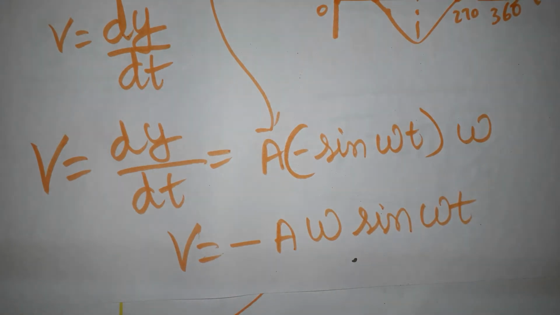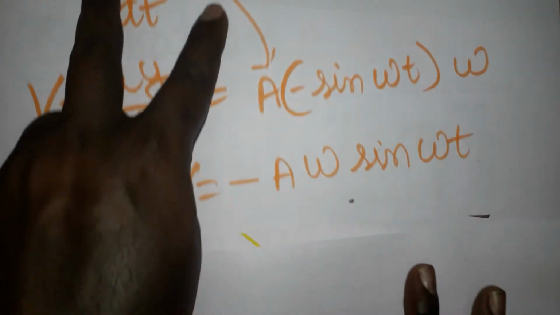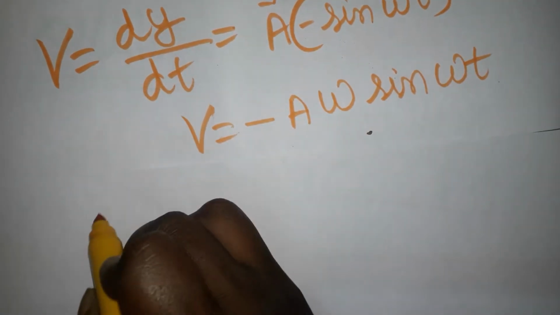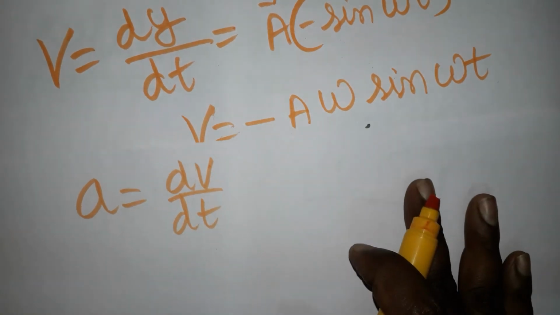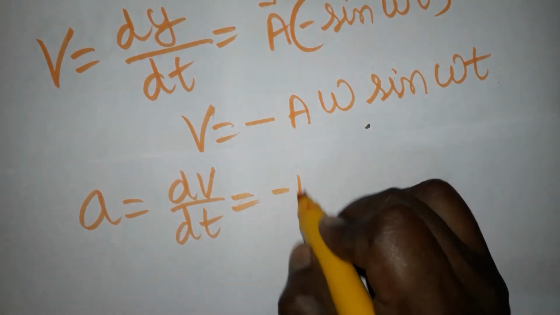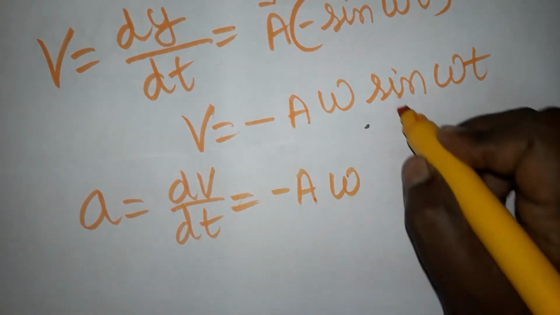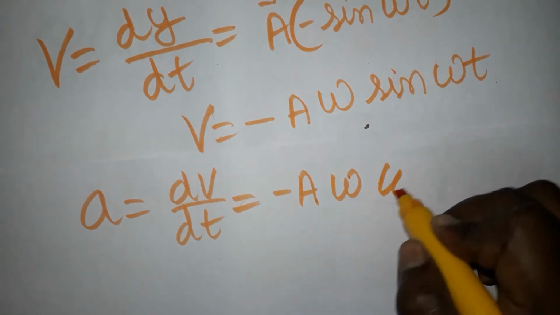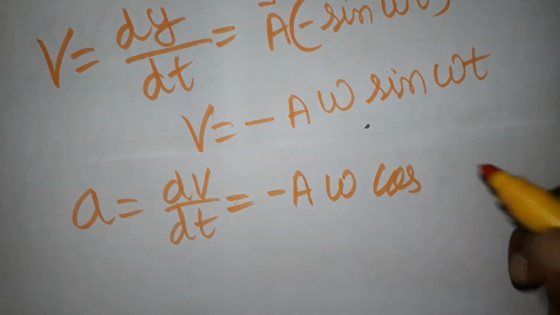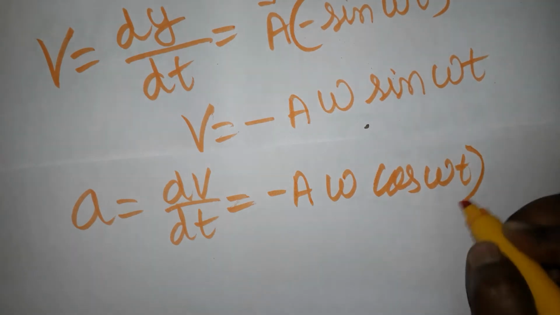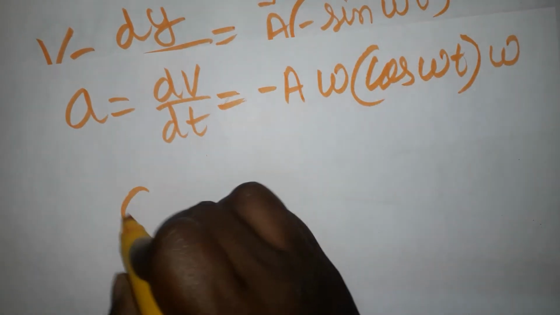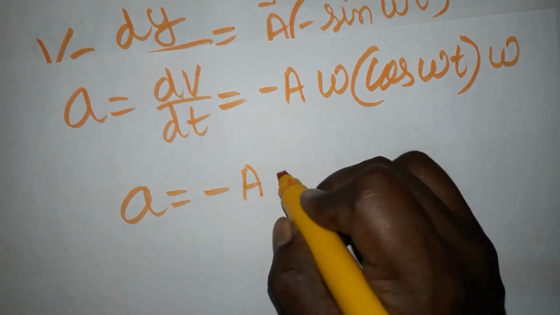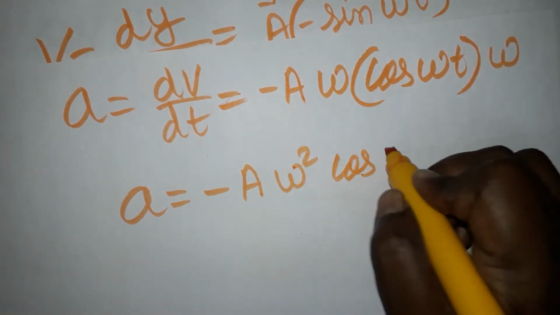Again, I want the acceleration for the simple harmonic motion. So acceleration is equal to dv by dt, the change in velocity with respect to time. Taking minus a omega common, the differentiation of sin omega t will be cos omega t, and the differentiation of omega t will be omega. So finally we get acceleration is equal to minus a omega square cos omega t.